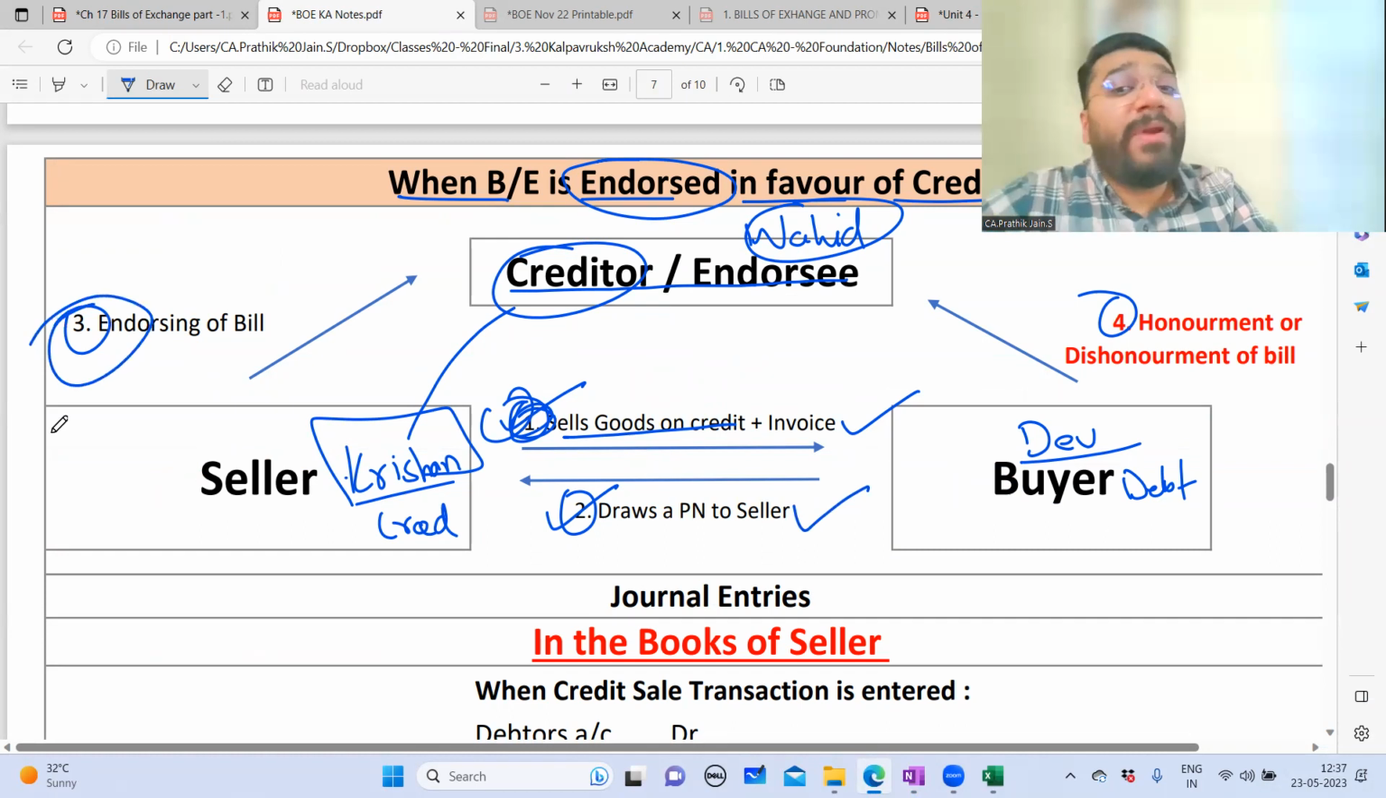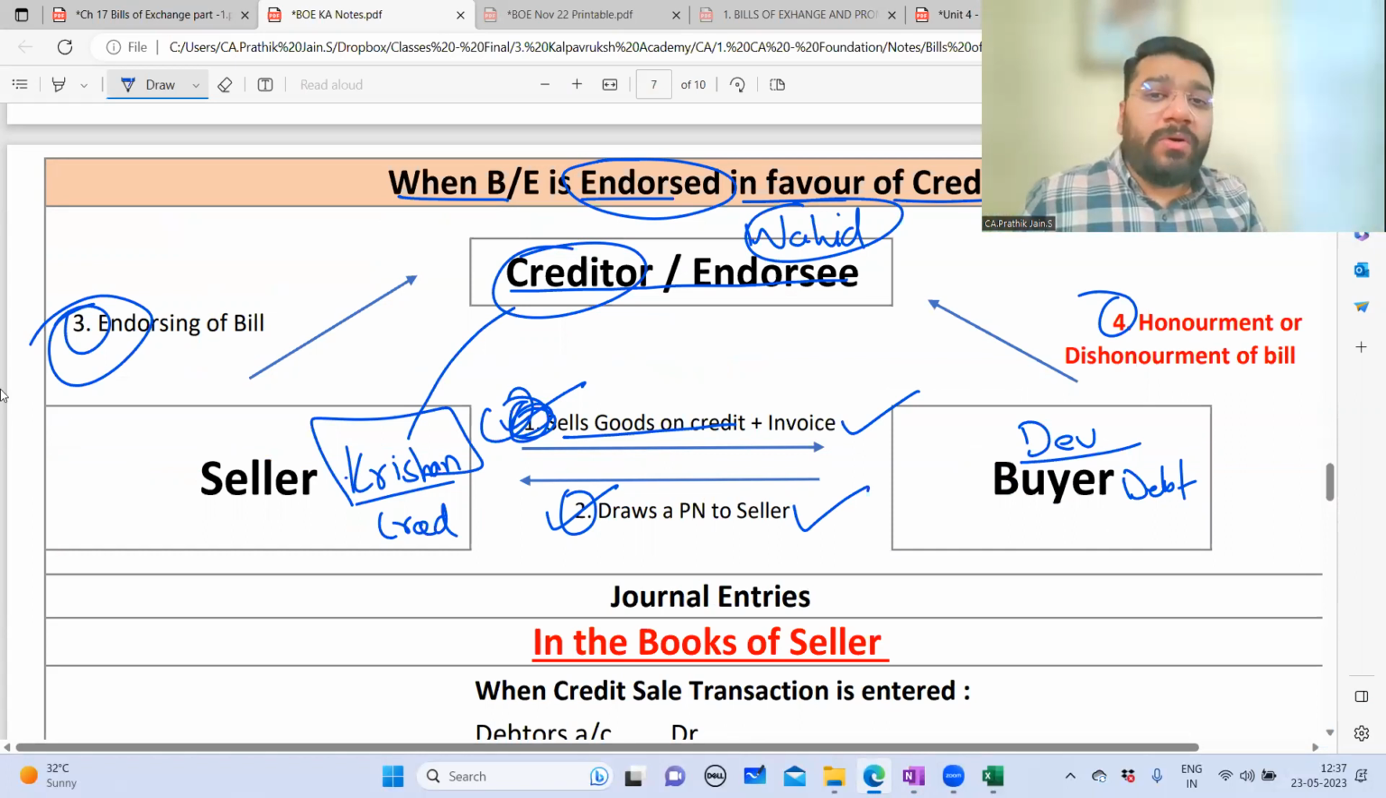The third transaction is happening between whom and whom? It is happening between Krishan and Wahid. Will Dev record it in his books of accounts? No. So leave it blank. Now the next step is honouring of the bill. On the maturity date, the bill is honoured. So Wahid is coming and giving this bill to Dev, and Dev is making the payment.